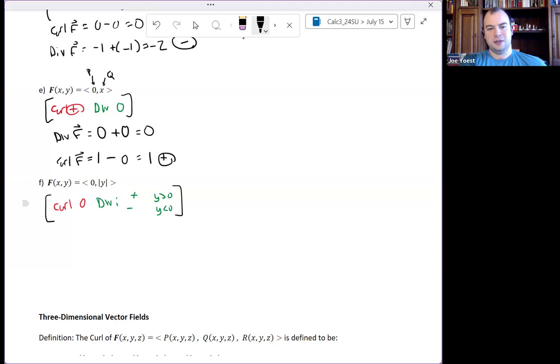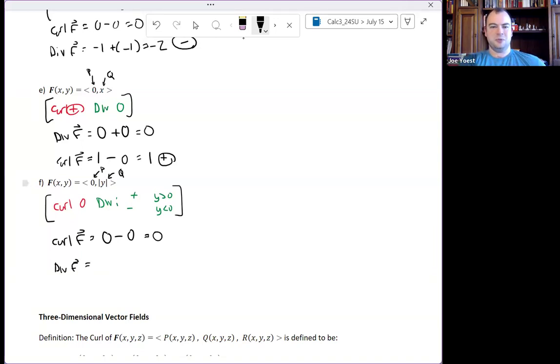And then looking at part F, our curl of F, well, that's dQ/dx, there's no x's there, so that's 0, minus dP/dy, that's 0. Our curl is 0, as we expected.